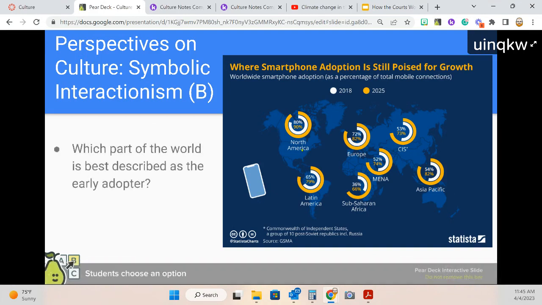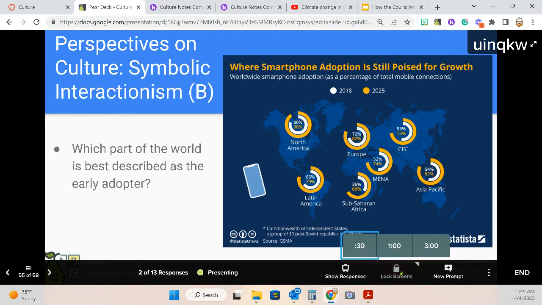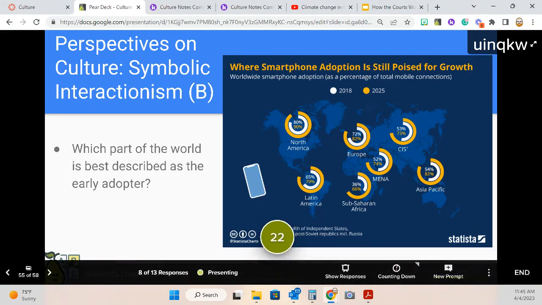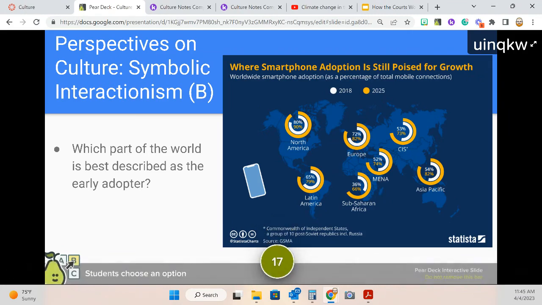Which part of the world do you think is best described as one of the early adopters? So kind of still on the left-hand side of that bell curve. Let's vote. Let's see if I can actually hold the timer to 20 seconds this time. 20 seconds out of a 30-second timer. Oh, sorry. No, I didn't state that very clearly.